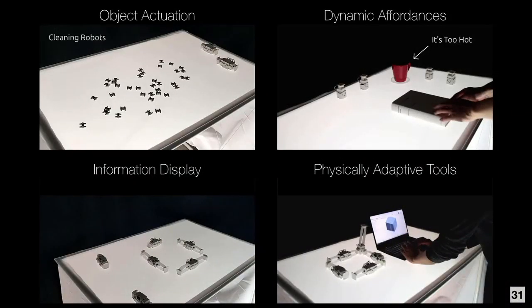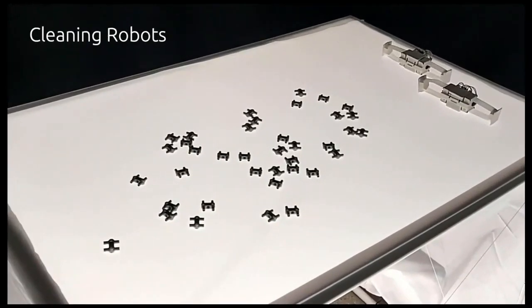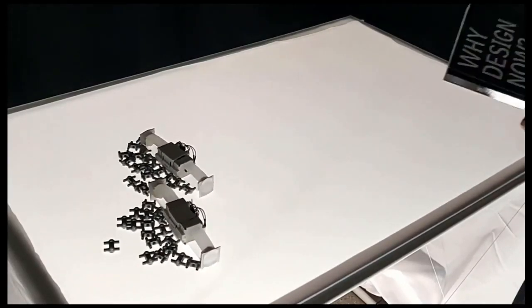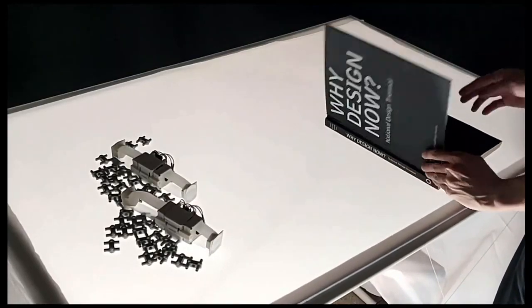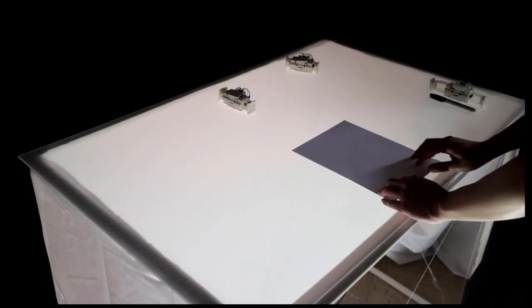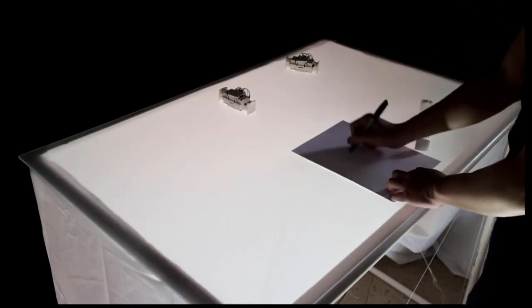Then the question is, what kind of applications can we use it for? We have identified four different categories of applications. The first one is object actuation. These swarm robots can actuate objects, for example, the dust on the desk, so that they can clean up before the user starts using it, or they can provide a tool whenever you need it.